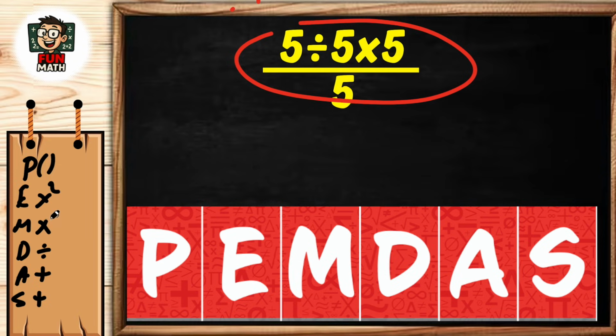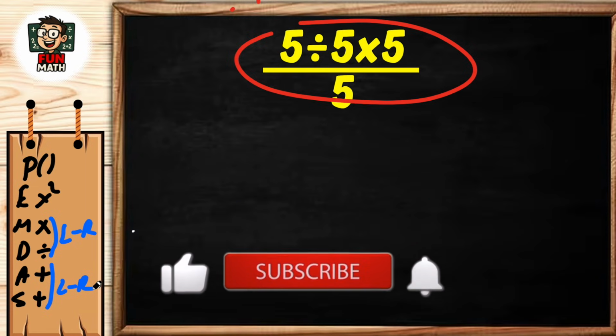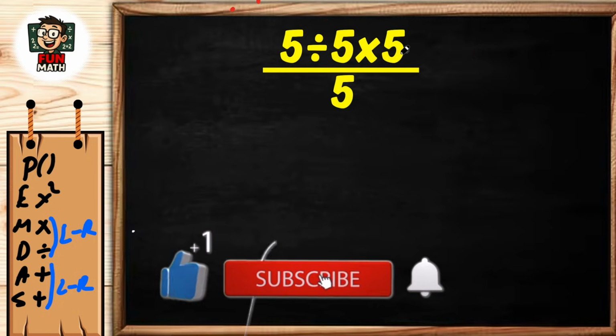We have one more feature here. There is no order between division and multiplication; operations are performed from left to right. Similarly, there is no order between addition and subtraction; operations are performed from left to right. Let's apply this rule to our question.